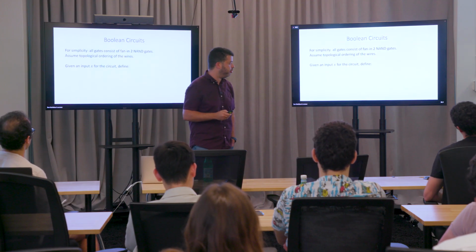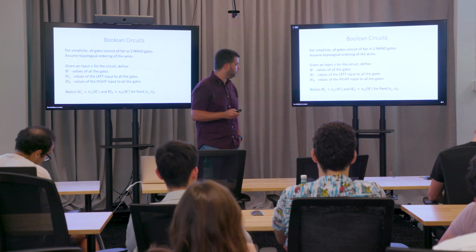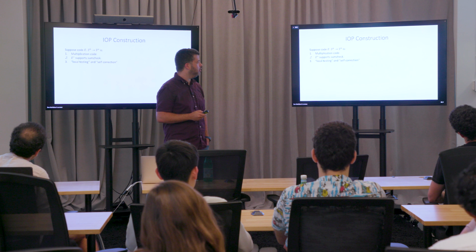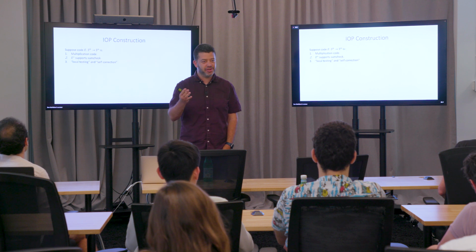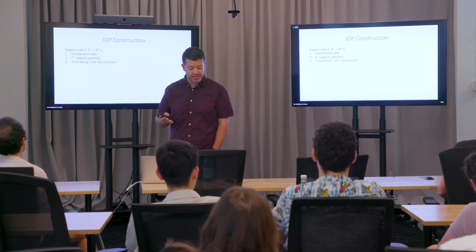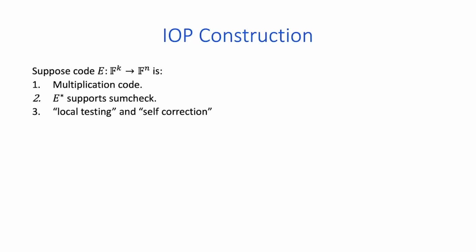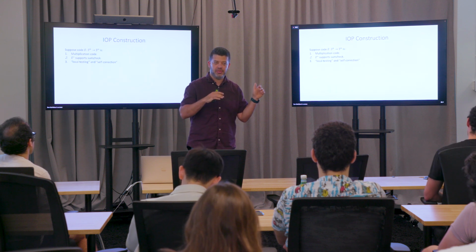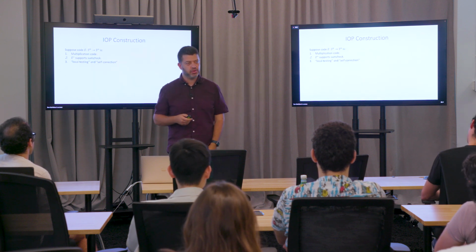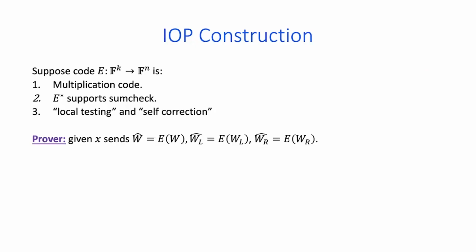We have our W, WL, and WR. We're trying to construct an IOP. So our IOP is going to use all of the tools that were presented in Act 2; they are going to appear in Act 3. So we're going to use code E, again linear and systematic, mapping from K to N. I want to assume that it's a multiplication code, and that the product of the multiplication code, they call this E star, supports sum check. And I want to assume that I have the local testing and self-correction procedures that we said tensor codes have, so that whenever I tell the prover to send over a code word, it actually does.